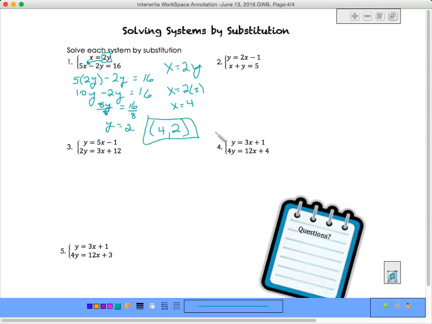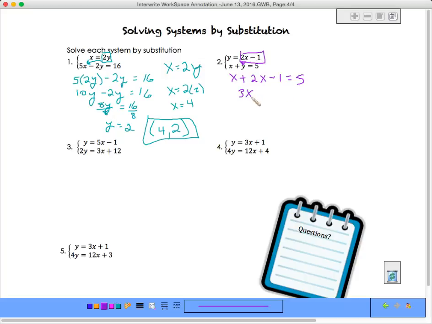All right, moving on to the next problem. This one isn't solved for x, but the first equation here is solved for y. So I know y is equal to 2x minus 1. So wherever y is here, I can replace that with 2x minus 1. So now I have x plus 2x minus 1 equals 5.